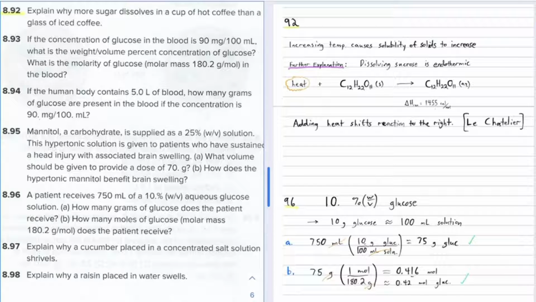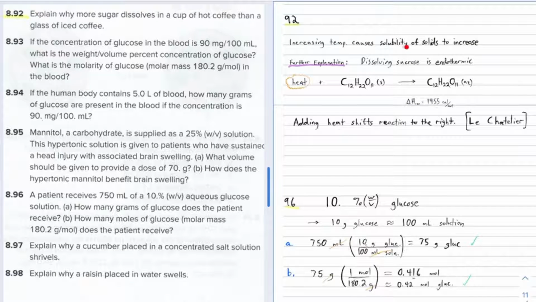92. Explain why more sugar dissolves in a cup of hot coffee than a glass of iced coffee. The textbook does not really explain this too well. It just says that increasing the temperature of water causes the solubility of solids to increase.